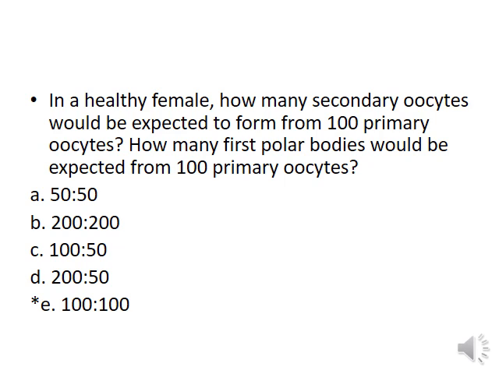In a healthy female, how many secondary oocytes would be expected to form from 100 primary oocytes? How many first polar bodies would be expected from 100 primary oocytes? Again, you would go back to meiosis, and the answer to this question is E, 100 and 100.